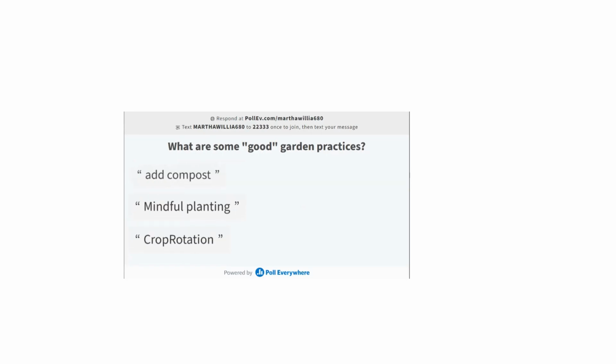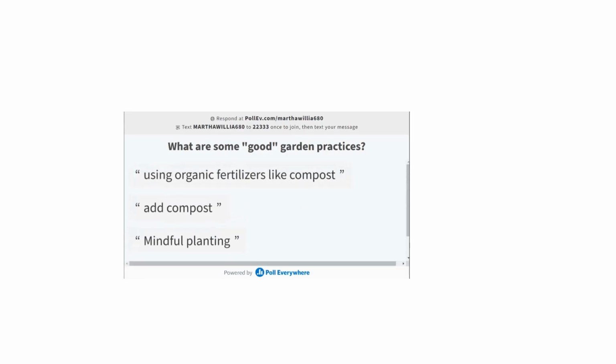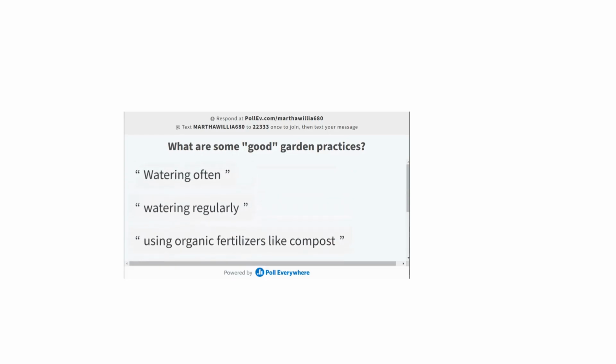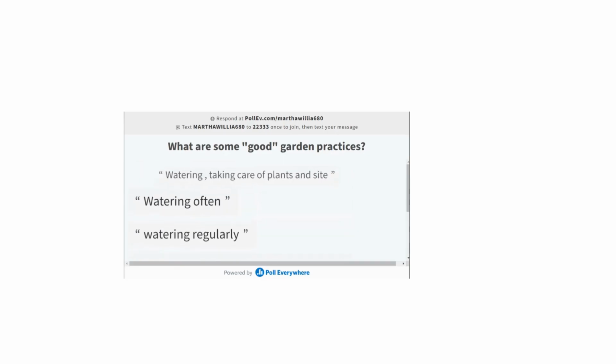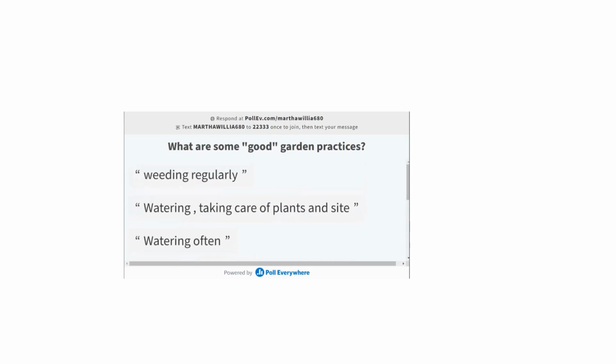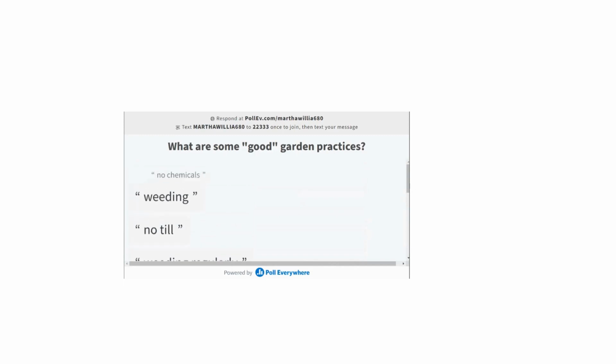Ooh, mindful planting. I wonder what that means. Compost. Ooh, watering often. We're getting to that point. Weeding. No-till. Nothing else comes to mind? Okay. Well, we'll get into some of these.